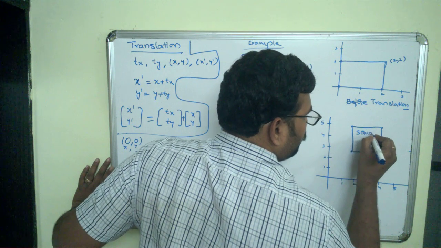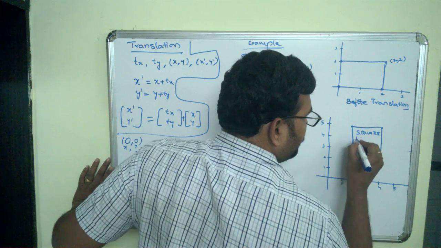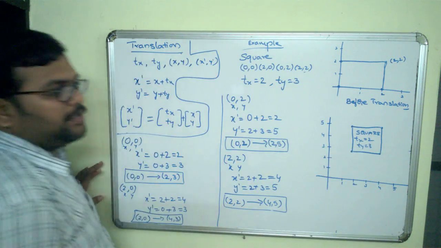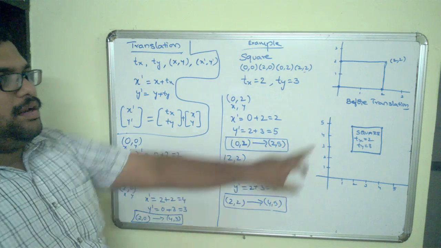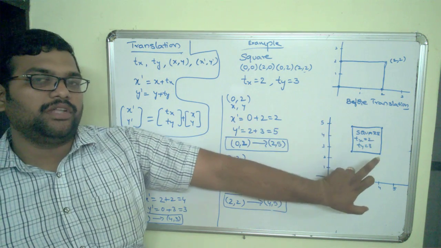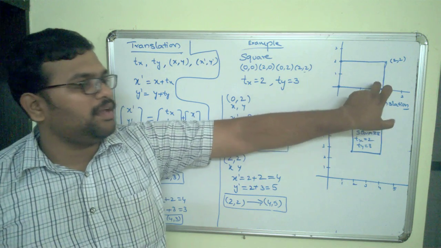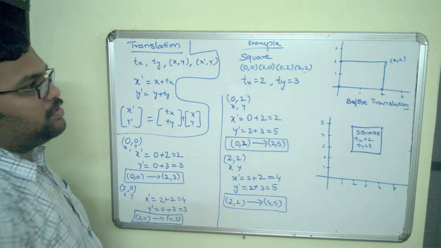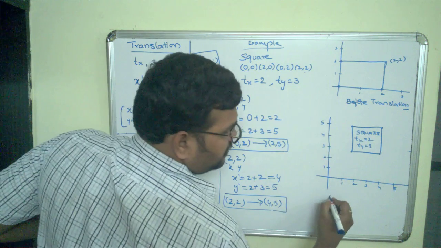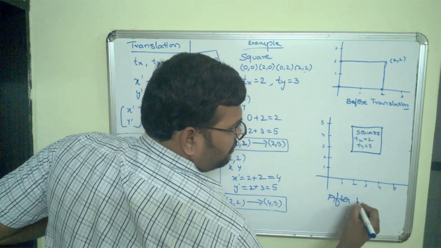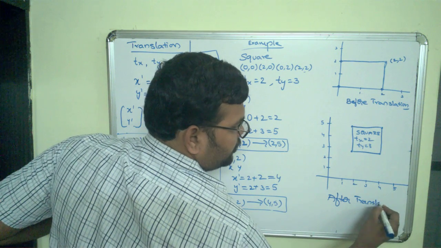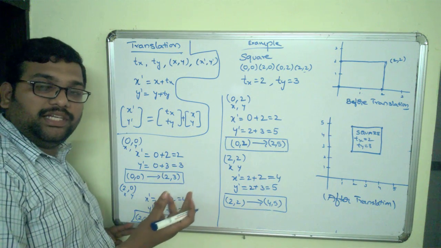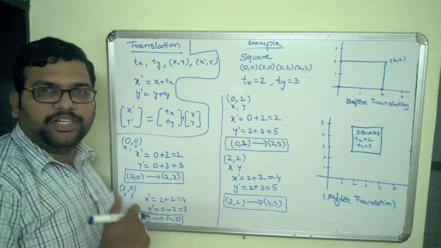So this is a square after translating with tx equal to 2, ty equal to 3. See here, the graph changed. That means the position of the square is modified. This is before translation and this is after performing the translation. So we are changing the position of an object.